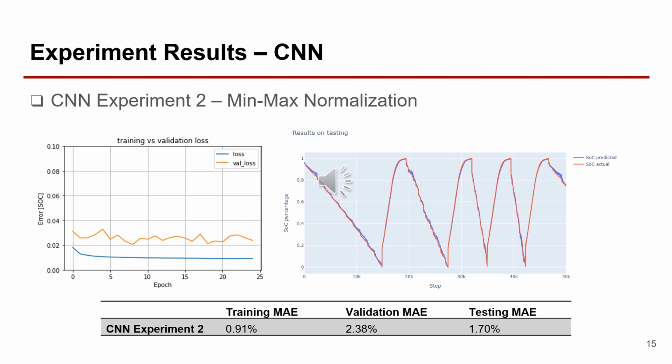Next, instead of mean normalization, minimum maximum normalization was used. The training of the CNN model over 25 epochs took 12 minutes to complete. The figure on the left shows the trend of training and validation loss over the training routine. And the validation loss in this experiment is much lower compared to the validation loss observed in the first CNN experiment, and is closer to the training loss. As with the first experiment, the model predicts the state of charge values really well.